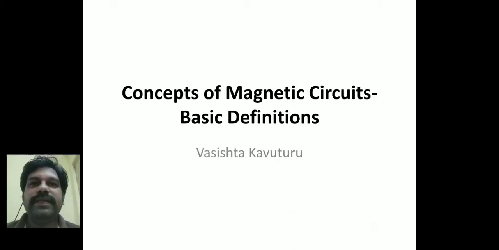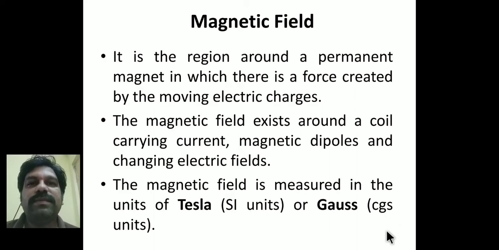Hi everyone, in this video I'm going to explain the concepts of magnetic circuits and some basic definitions in the magnetic field. First of all, what is meant by magnetic field? It is a region around a permanent magnet in which there is a force created by the movement of electric charges. That means any permanent magnet can produce magnetic flux, and the region of the magnetic flux is called the magnetic field. The magnetic field exists around a coil carrying current, magnetic dipoles, and also changing electric fields. The magnetic field is measured in the units of Tesla or Gauss.